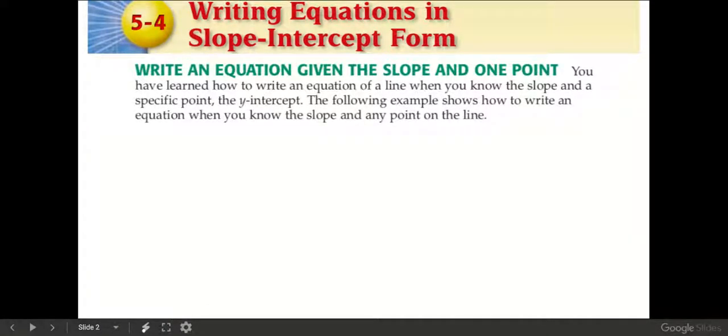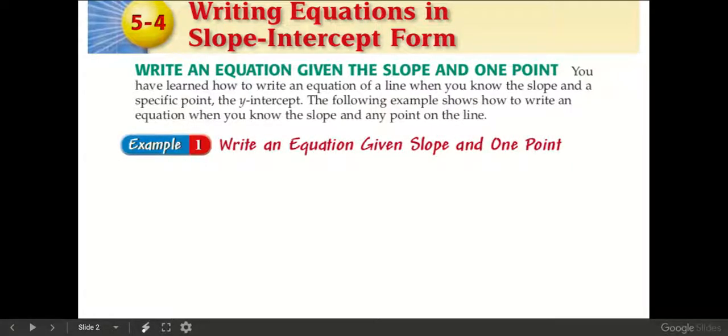It says, write an equation given the slope and 1 point. You have learned how to write an equation of a line when you know the slope and a specific point, that point being the y-intercept. So if you were given the slope and the y-intercept, you could write the equation. That's what we did in the last lesson. Well, in this lesson, we're going to show you how to write an equation when you know the slope and any point on the line, not just the y-intercept.